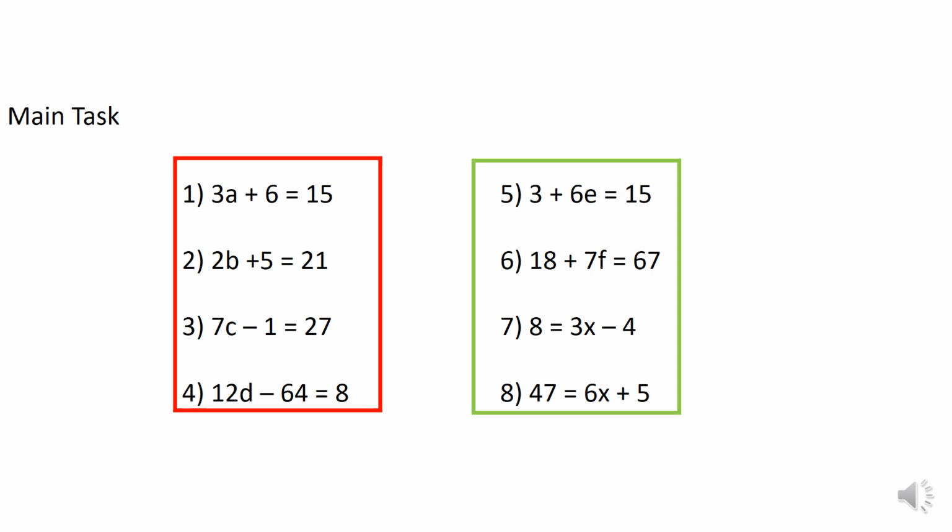The way I want you to give your final answer is whatever the letter is. So for example, number 1, it's 3a plus 6 equals 15, so your final answer should be a equals, and then whatever number you think that is. And for number 2, it'll be b equals, and whatever number you think it is. It's important you do it that way.